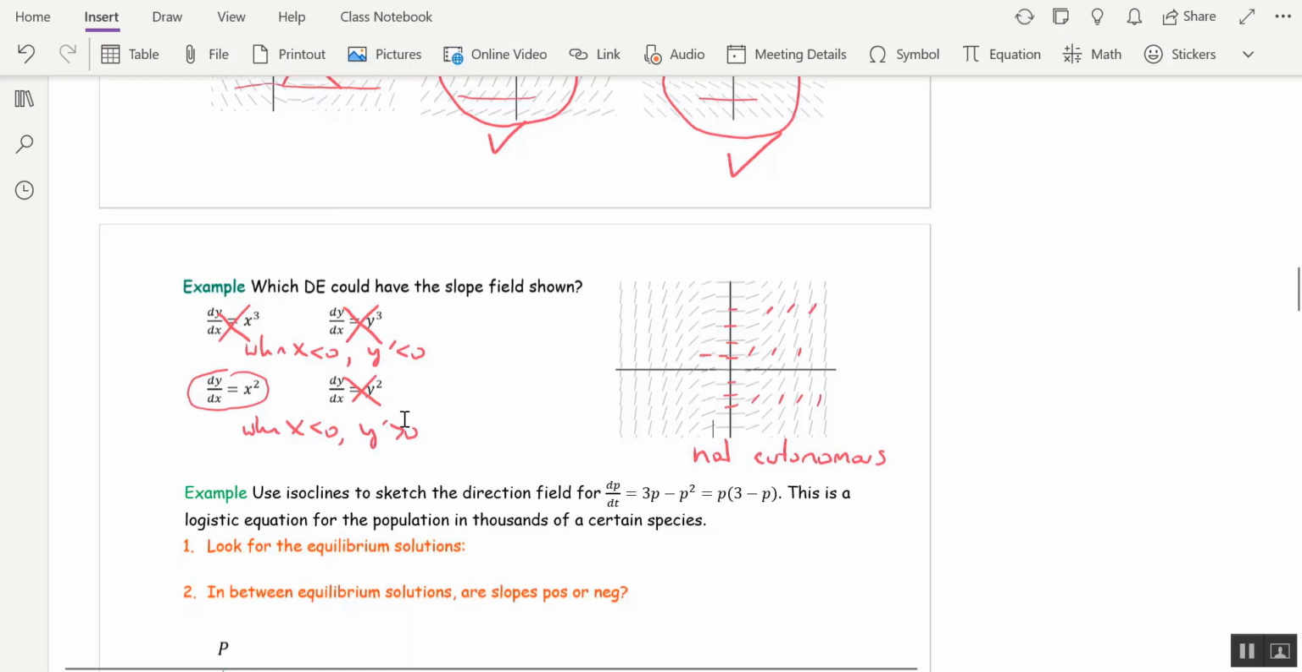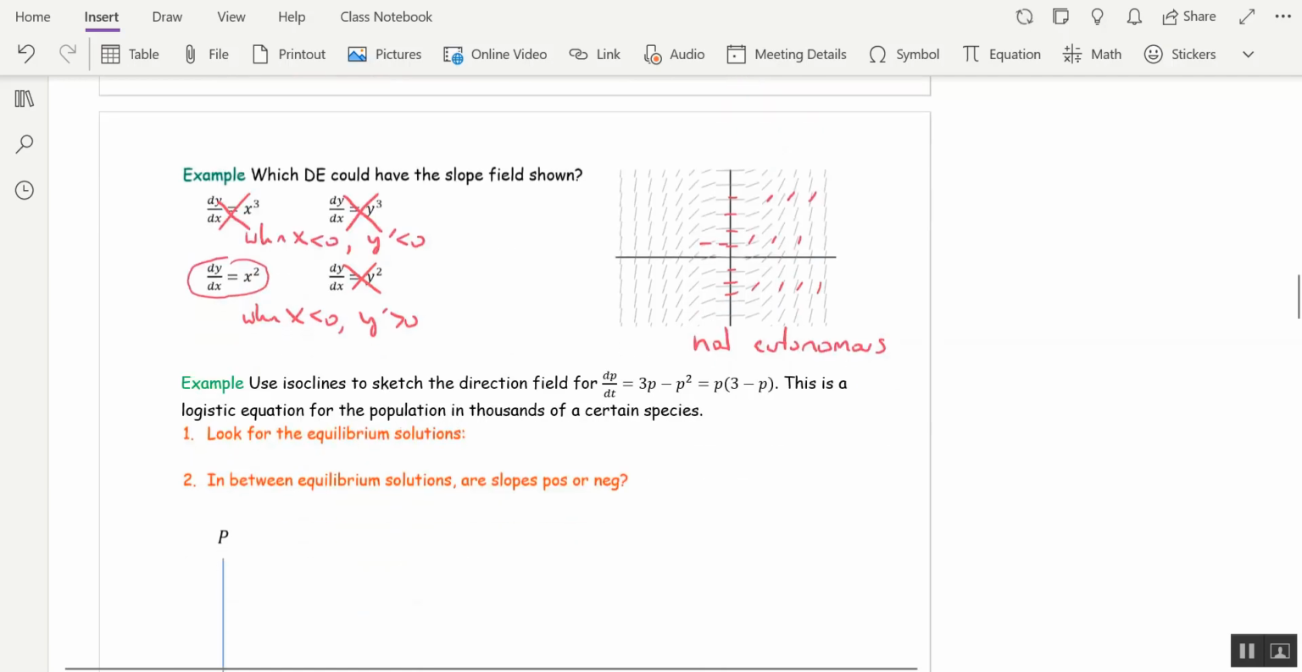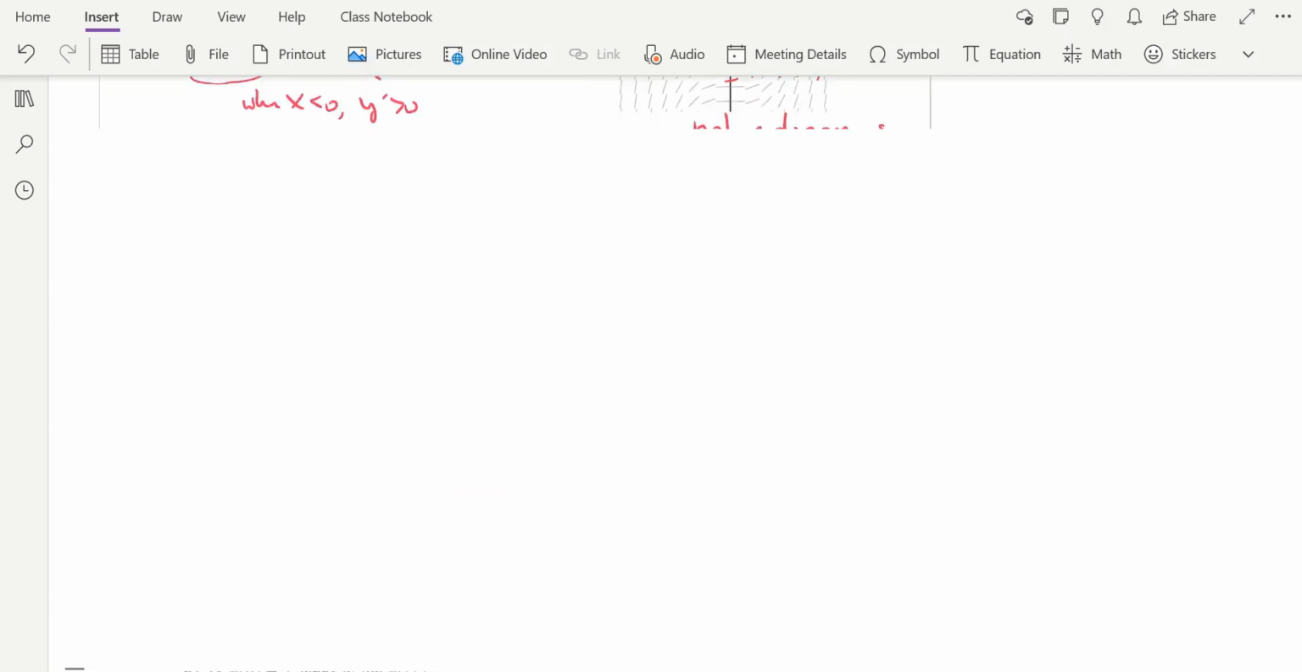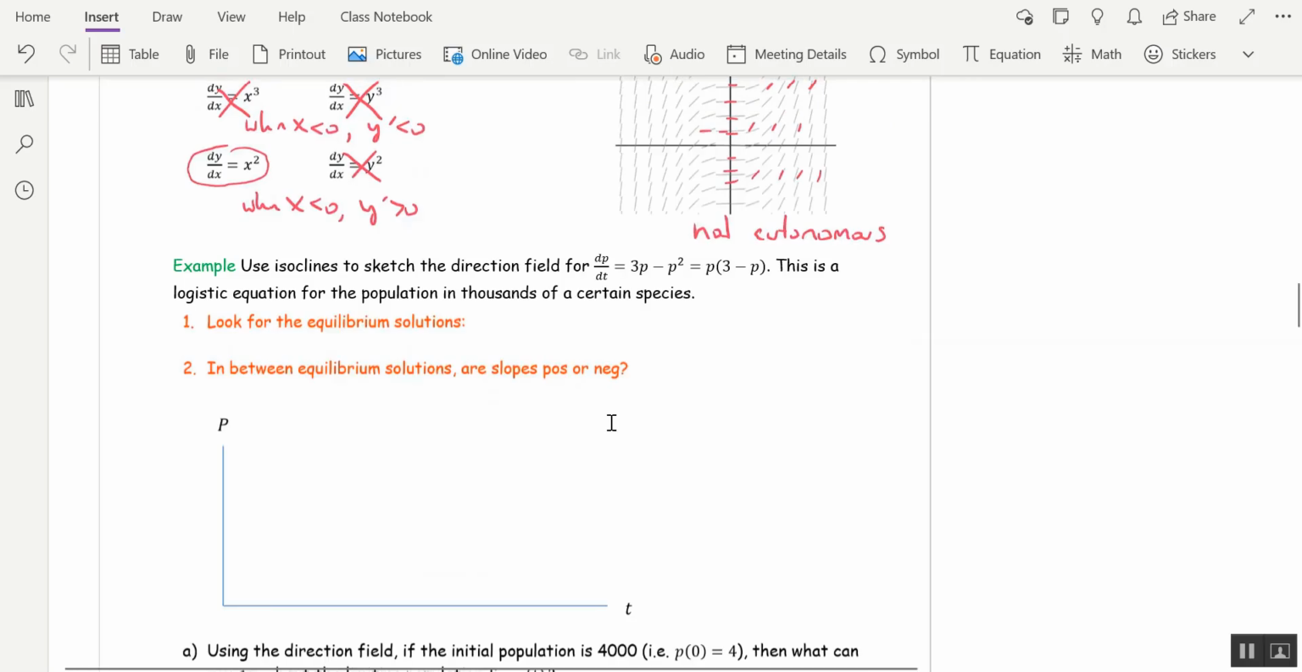Okay, another fun example, the logistic equation. Use isoclines to sketch the direction field of this differential equation, and then we're going to answer some questions based on the direction field. So the first thing you want to do when you're drawing the direction field for an autonomous differential equation is look for the equilibrium solutions. So those are places where the derivative is 0.